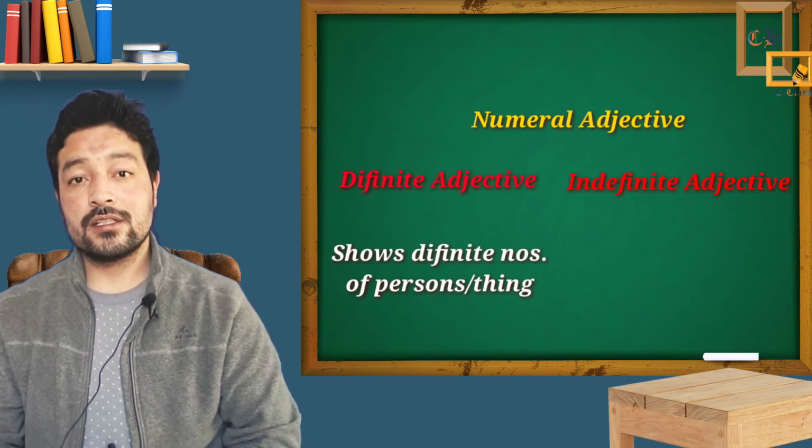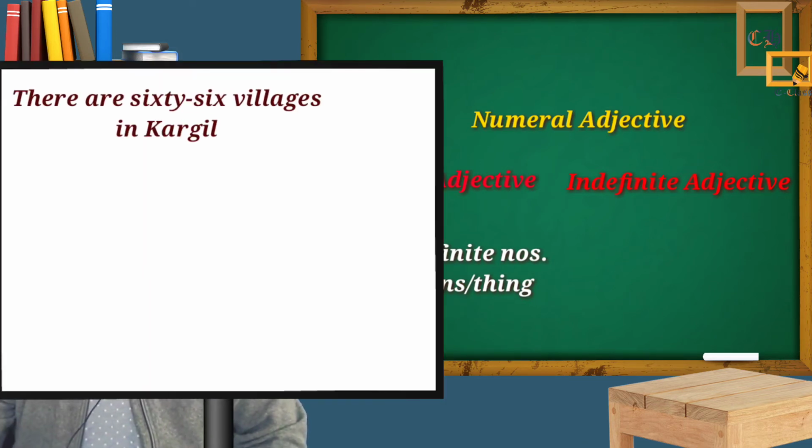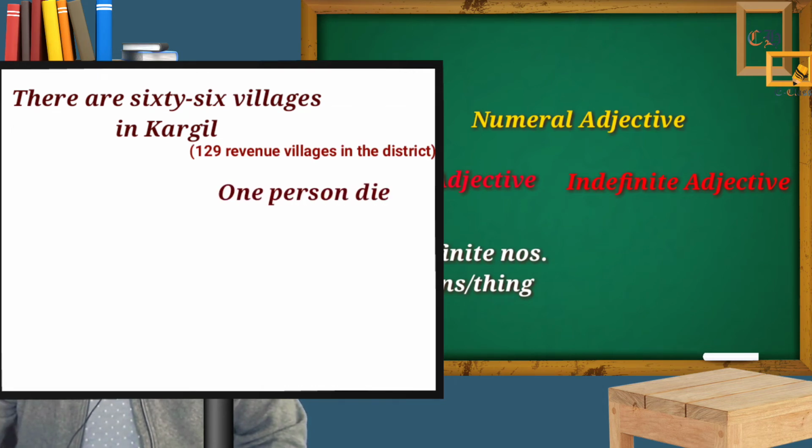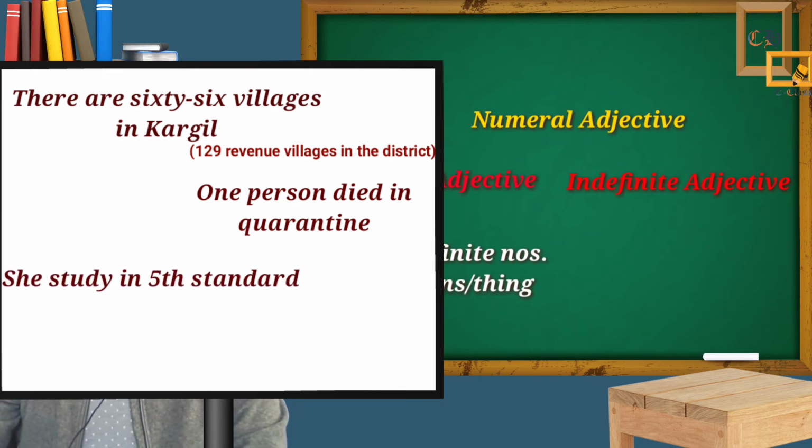Let's try to see some examples. There are 66 villages in Kargil. In the second example, one person died in quarantine due to infection. In the third example, she studies in 5th standard. Fourth example, Muhammad got the first position.